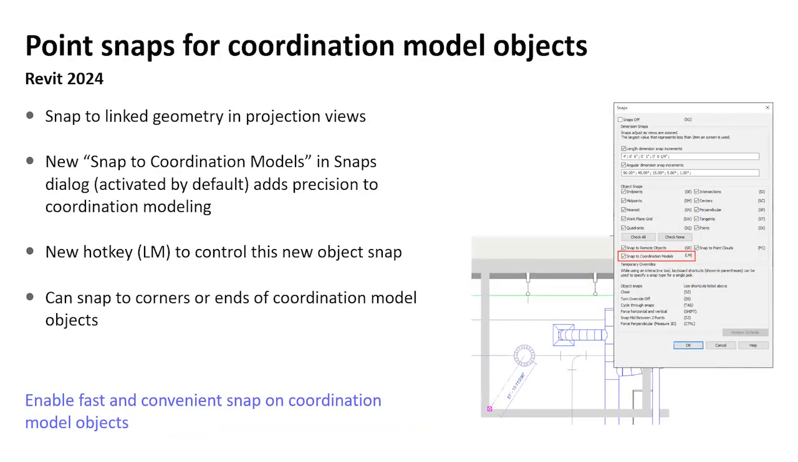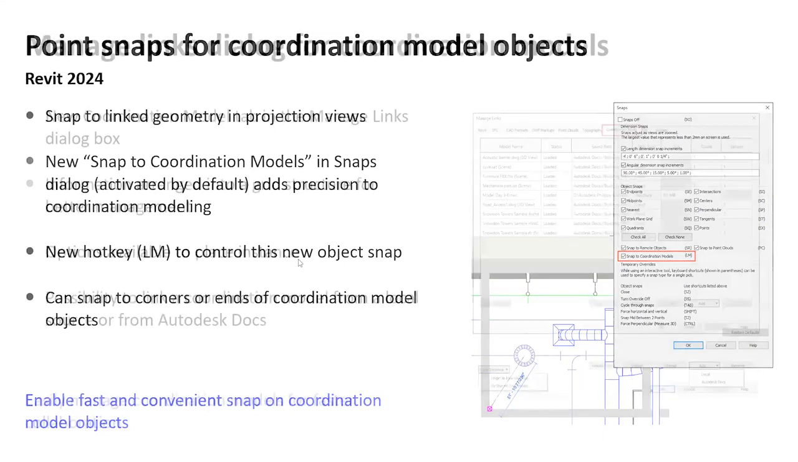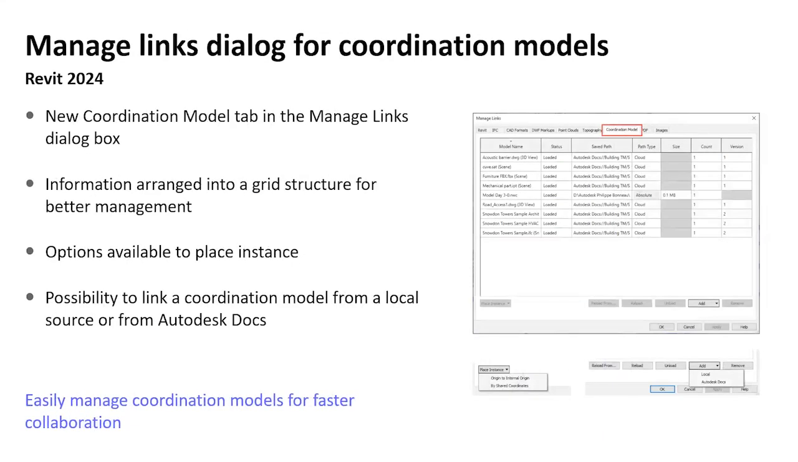We also have point snaps. These coordination models are not just sitting in the background as an underlay. We can align and snap dimensions to them. LM is a new shortcut within the snap dialog box, allowing us to snap to corners and ends of coordination objects. I think we're going to see a lot more use of these coordination models.